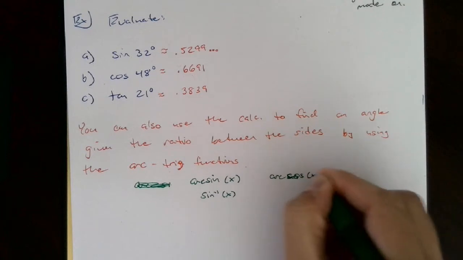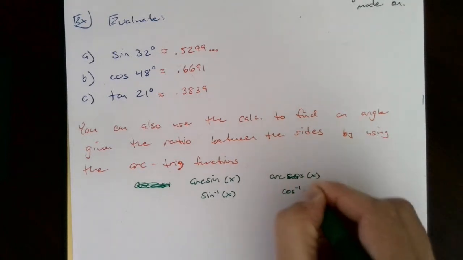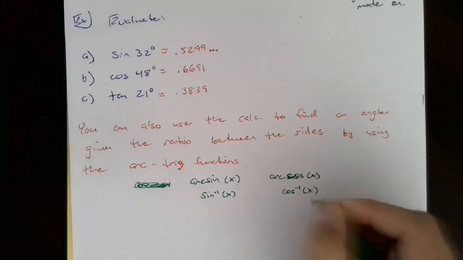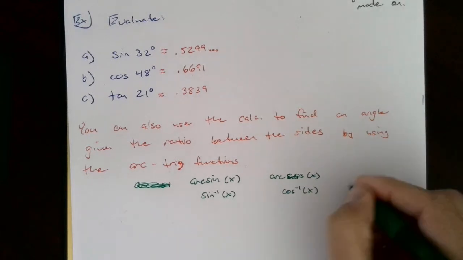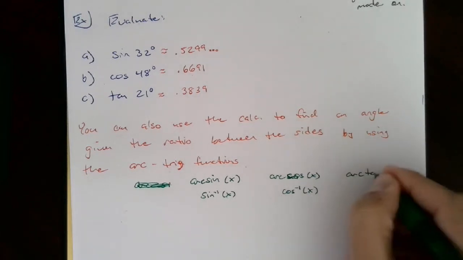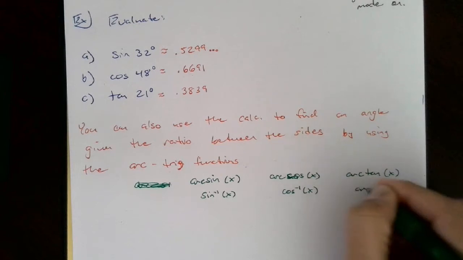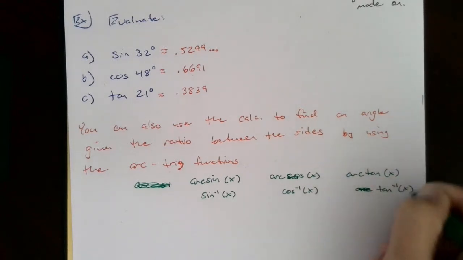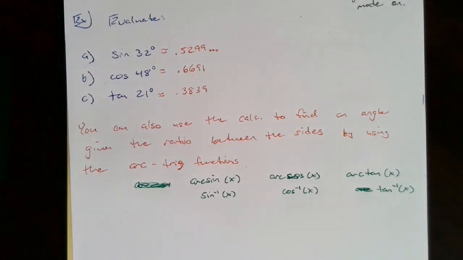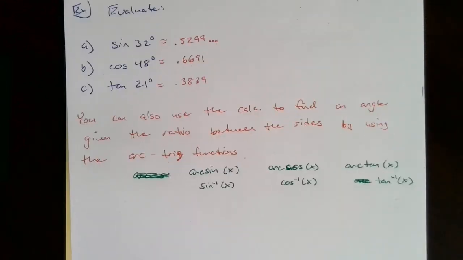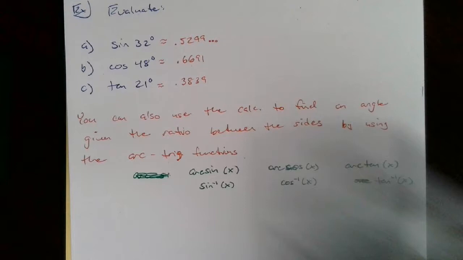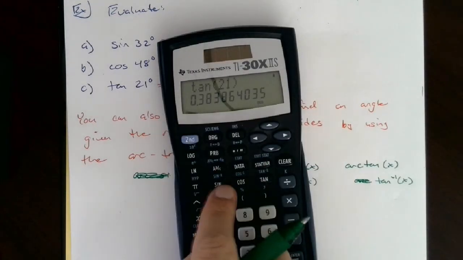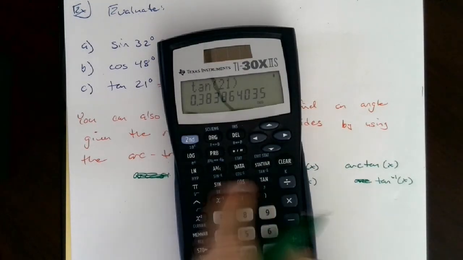Arc cosine of x, or cos with the little -1 there. Remember, it's not an exponent. It really means the arc cosine, or the arc tan of x, or the inverse tangent, written like that. So they call these the arc trig functions or the inverse trig functions. To get to them on the calculator, you hit the second key on the specific trig function, right? That's how I'll get to the part in blue.